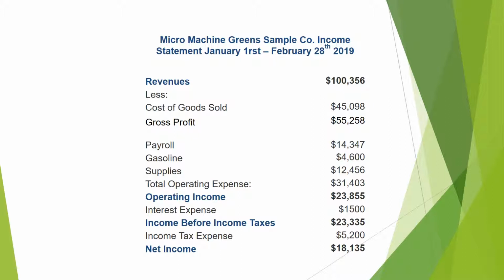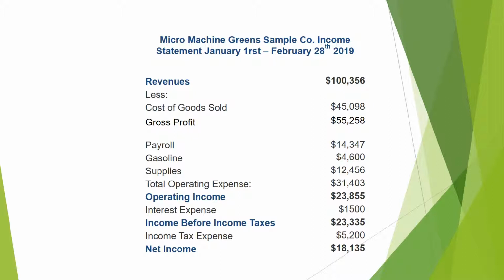So now we take that $31,000, subtract it from our gross profit, and now we're left with an operating income of $23,800. Okay, but we're still not done yet. We still have additional expenses to account for. Okay, so if we have a loan, we may have to be paying interest.